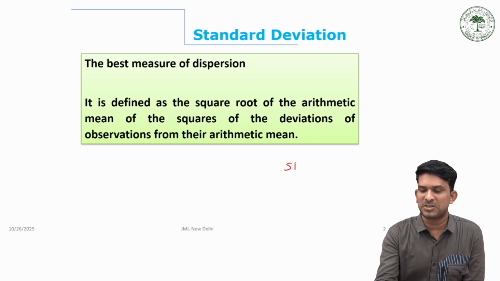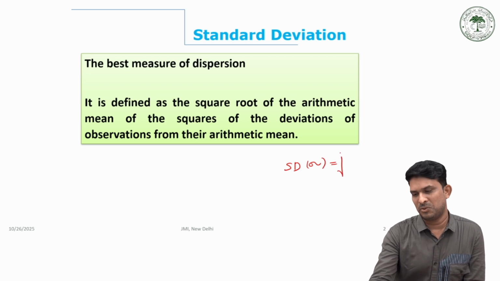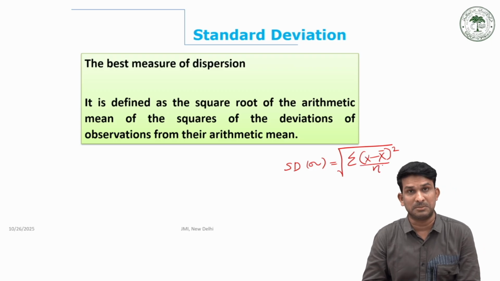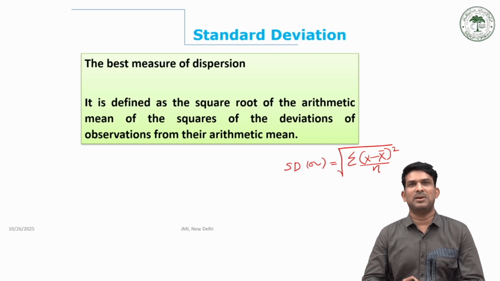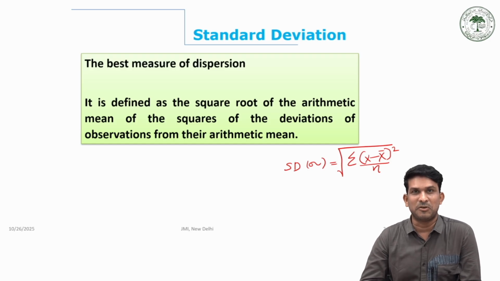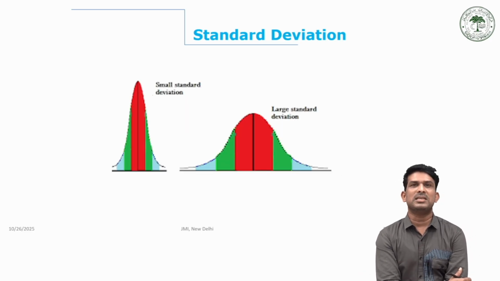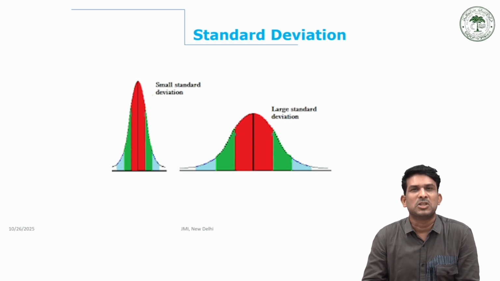Let me write the equation for standard deviation. The simple is mentioned like this. For an ungrouped data, what we have mentioned? Square root of arithmetic mean of squares of deviations of observations from their arithmetic mean. This is the equation for calculating standard deviation for an ungrouped data. Now the concern is, what is actually standard deviation? How do we mention some aspects of standard deviation through a picture?